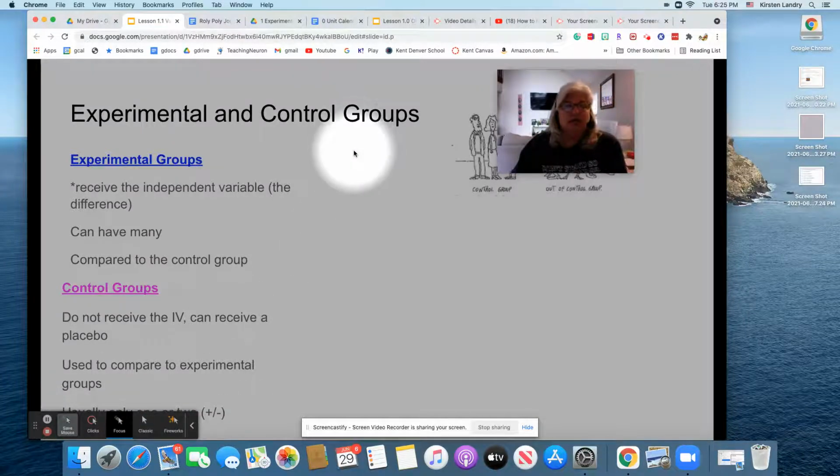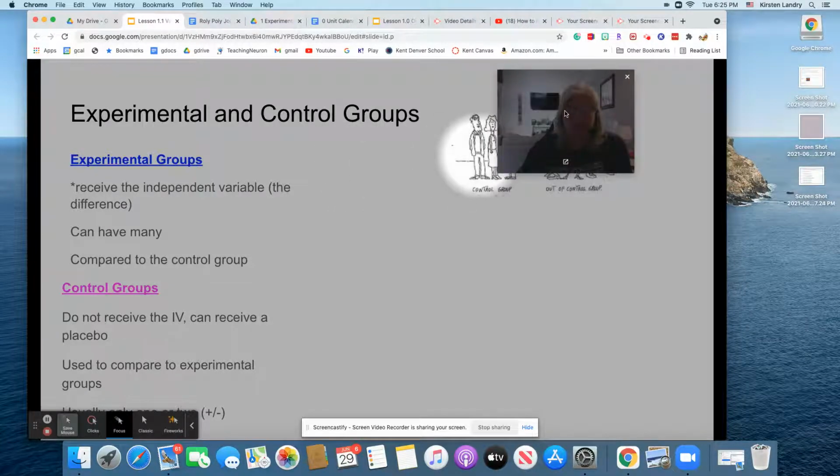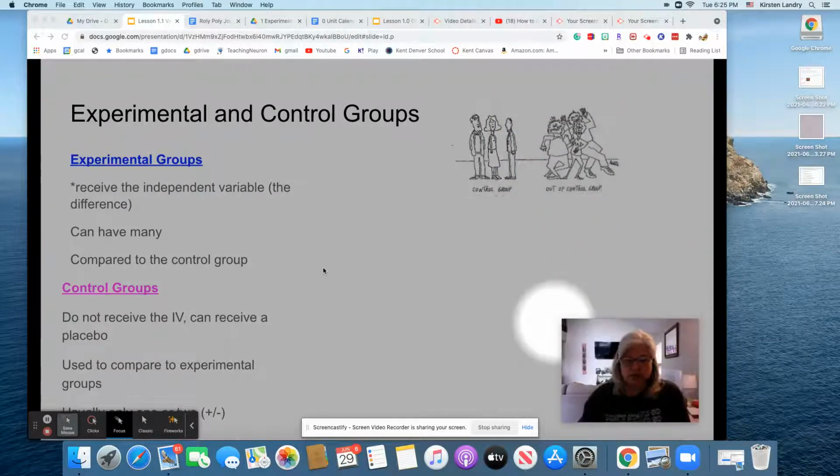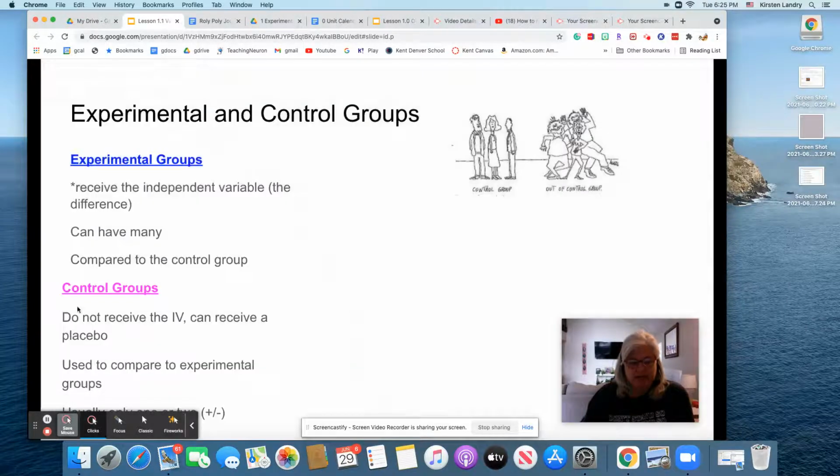The last thing I want to talk about is, sometimes you'll hear in studies about different groups. We have two different types of groups: experimental groups and control groups. Experimental groups are the ones that receive the differences in the independent variable. So if I'm doing a drug trial, trying a new drug for headaches, the experimental group will get different doses of the headache medicine or just get the headache medicine.